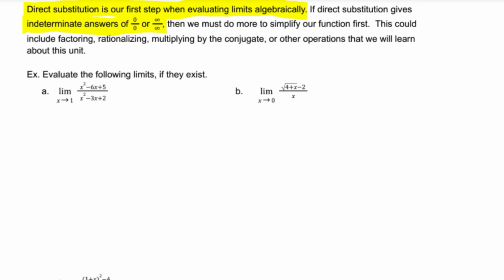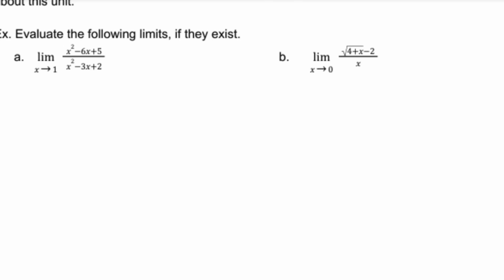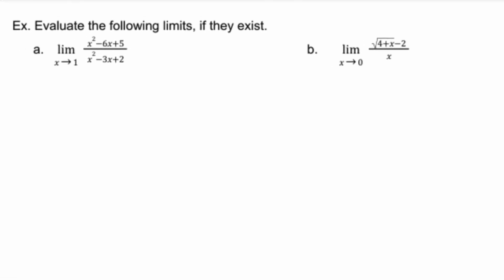Today, we'll be learning about limit properties in special cases. So, usually, direct substitution is our first step when evaluating limits algebraically. However, if direct substitution gives us an indeterminate answer like 0 over 0 or infinity over infinity, then we must do more to simplify the function first. So this could include factoring, rationalizing, multiplying by the conjugate, or other operations to get an answer of not 0 over 0. So now let's practice.